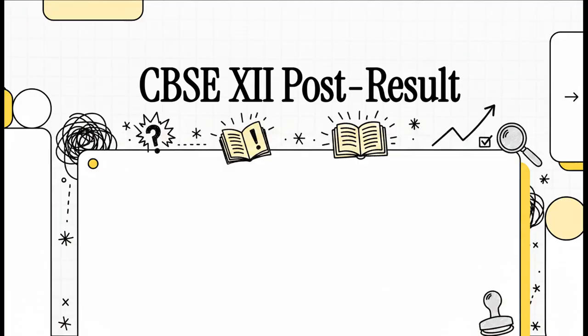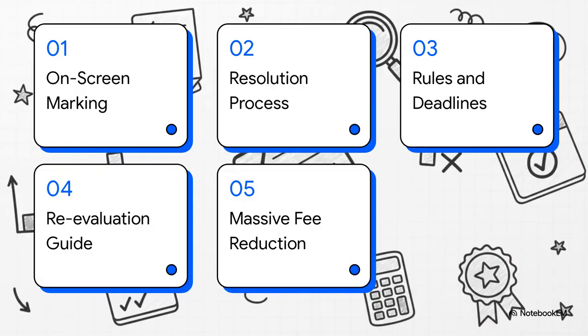Let's get into it. To help reduce that administrative overwhelm, here's our roadmap for today. First, we'll look at understanding on-screen marking. Second, the two-stage resolution process. Third, crucial rules and deadlines. Fourth, a step-by-step reevaluation guide. And finally, number 5, a massive fee reduction.